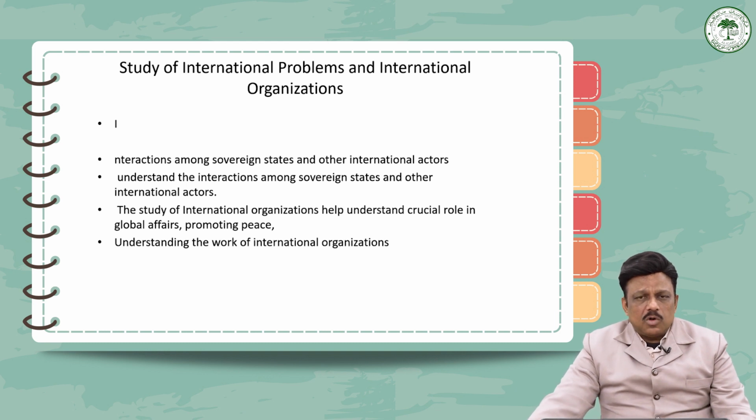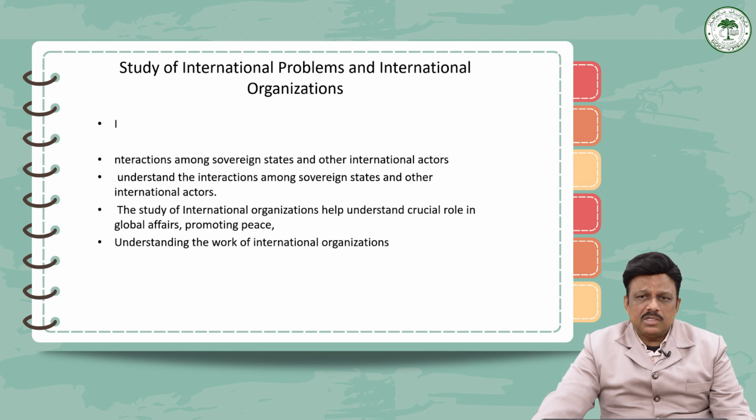So, the study of international problems and international organizations also comes into this scope of political science or political theory. So, the study of international problems and organizations includes the sovereign states and other international actors. It encompasses various activities such as war, diplomacy, trade, and foreign policy that are conducted between the sovereign states. Now, it seeks to understand the interaction among sovereign states and the other international actors. International relations focuses on political, diplomatic, and security connections.